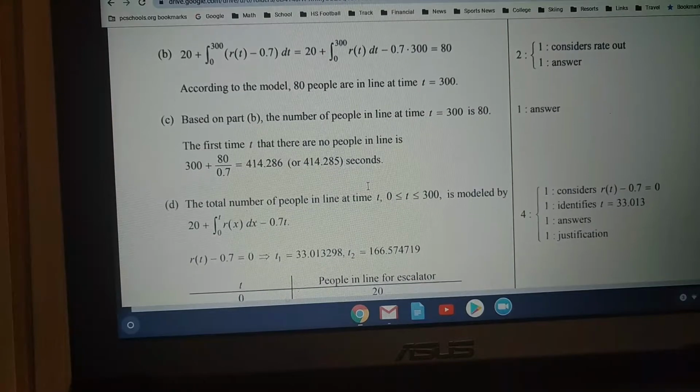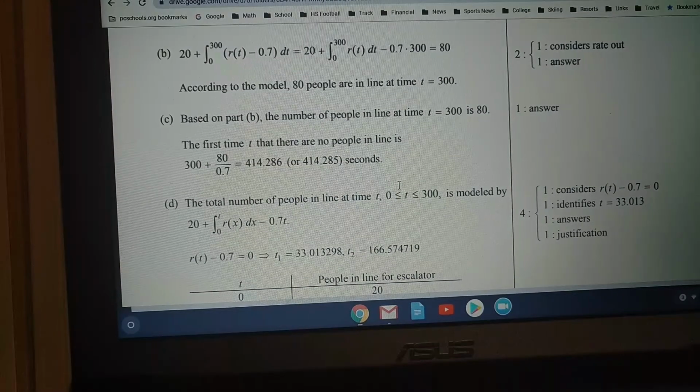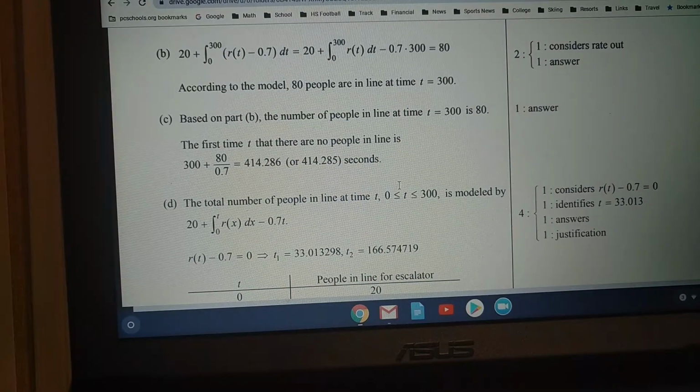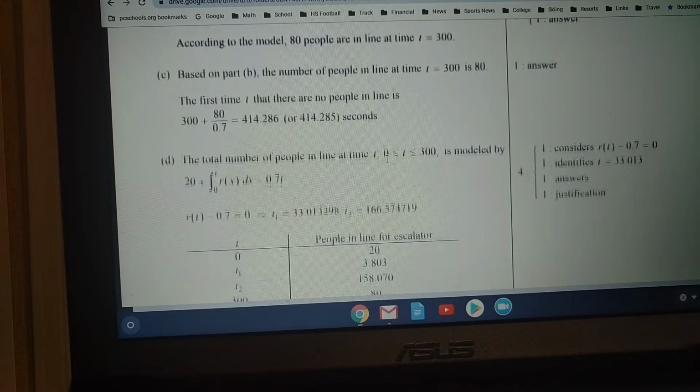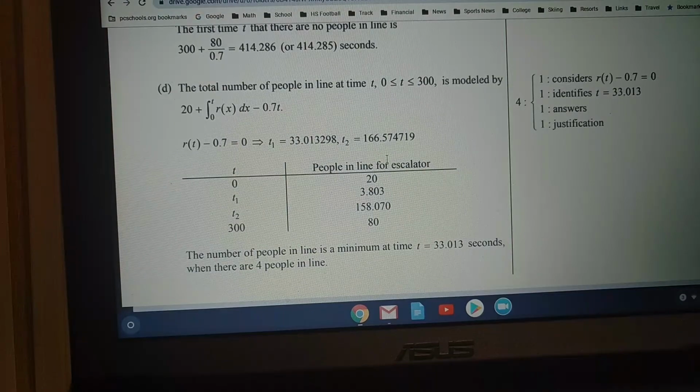Part C is pretty straightforward. It's just 1 point. Do you have the answer? And the answer would be 414.286 or 285 seconds. Part D is 4 points.